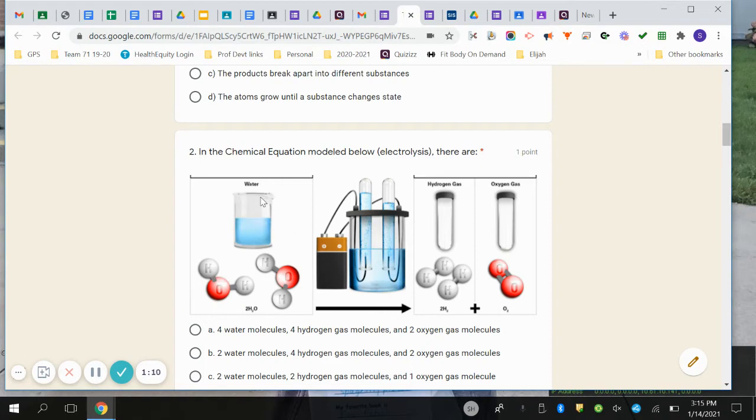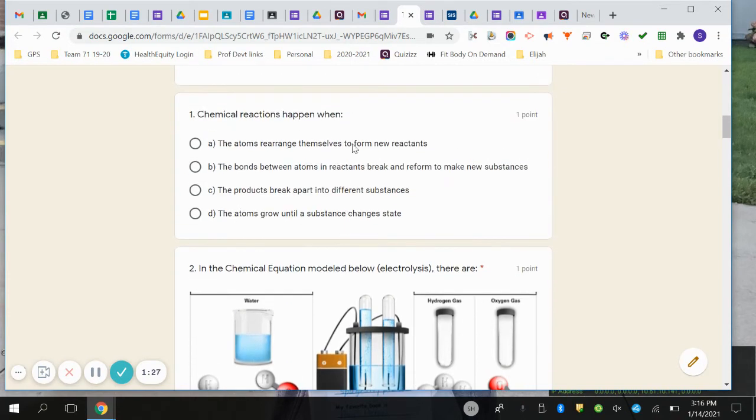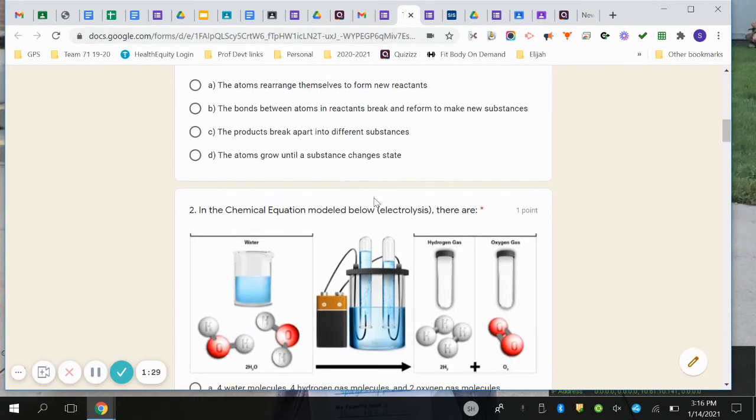So this is my reactant. My water is my reactant. It's going through a chemical change, which is the battery and the water, which then produces, which is your product, hydrogen gas and oxygen gas. So as you look at this chemical reaction, you need to think about where your reactant is, which is your water, and where your product is. That's going to help you answer many of these questions throughout this test.